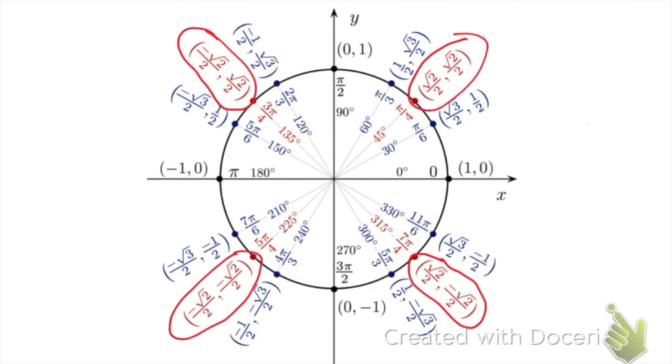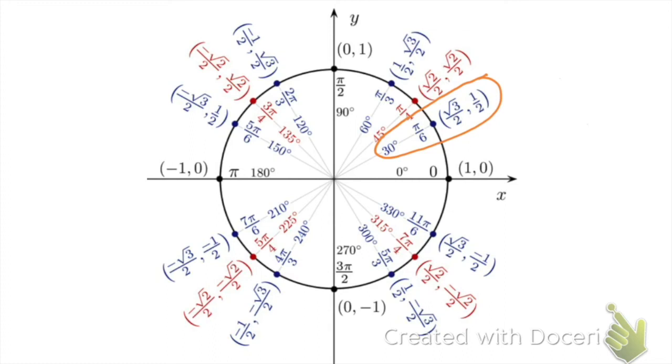Now let's look at our points. The middle point for each quadrant is always going to be square root 2 over 2, comma square root 2 over 2. The only thing that changes is whether x or y are positive or negative, depending on the quadrant that we're in.